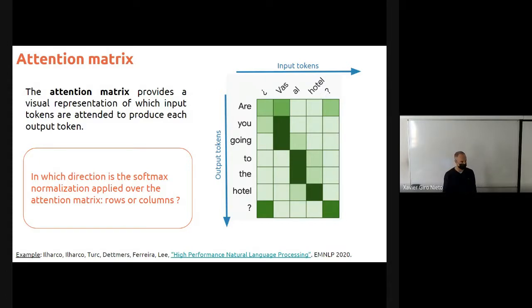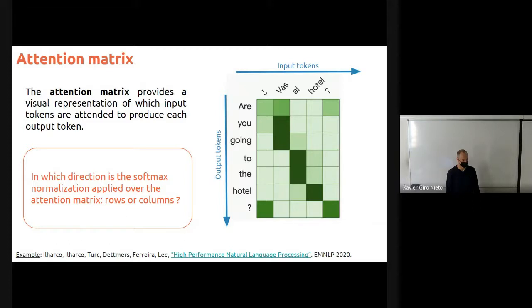One way to interpret or visualize what we have seen is through what's called the attention matrix. The attention matrix provides a visual representation of which input tokens are attended to in order to produce each of the output tokens. Then I have a question for you. In this example, this is a sequence of input tokens in Spanish, and the output translation is: Are you going to the hotel? And this is the attention matrix. The question is, in this attention matrix, in which direction is the softmax normalization applied? Across the rows or across the columns?